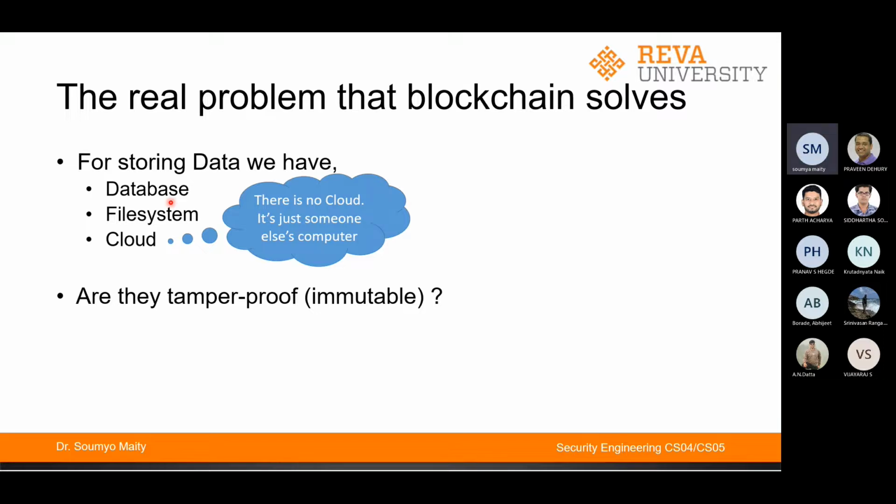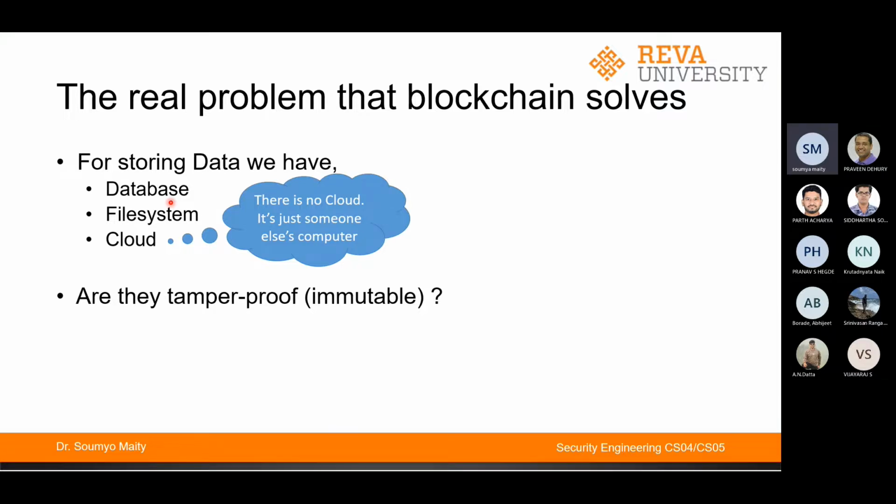Similarly, if it is a file system, then whatever I write in the file, somebody can tamper with it. And in the cloud, yes, it is also possible. Cloud is nothing but someone else's computer, either Google's, Elon Musk's, Sergey Brin's, or Jeff Bezos' computer. I am just using that computer to store my data and to do some computation. That's all a cloud is.